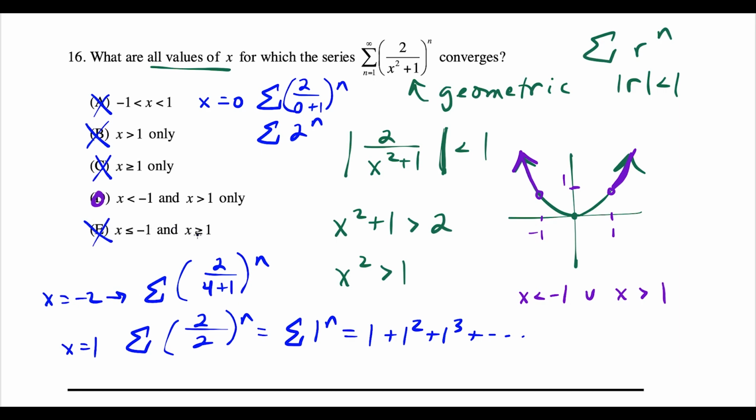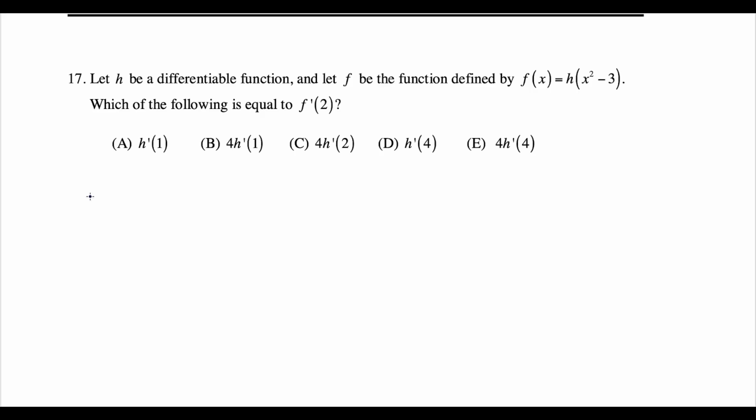So that's why 1 and negative 1 can't be included. So definitely choice D here. For 17, just have to know the chain rules.